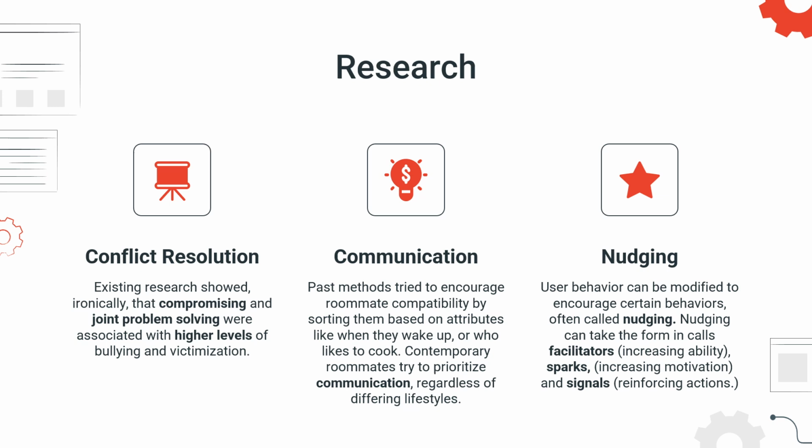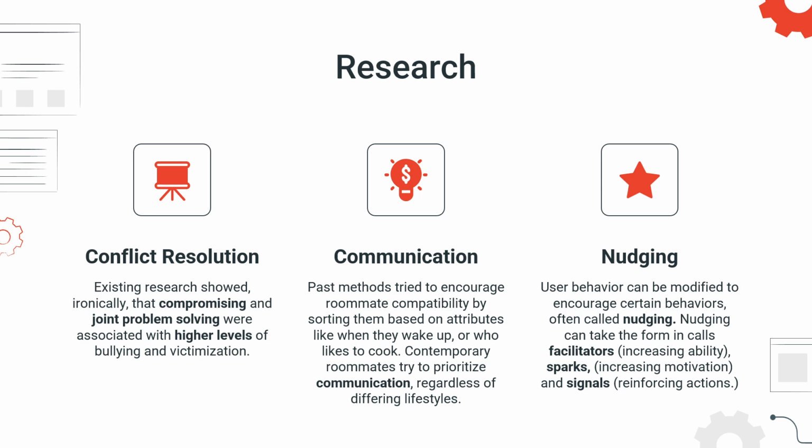Another study was about communication, and we found that past methods tried to encourage roommate compatibility by sorting them initially based on attributes like when they wake up or who likes to cook. This is really common when you're first moving in with roommates in college. We found that contemporary roommates try to prioritize communication regardless of differing lifestyles. So there can be some discrepancies in lifestyles and personality attributes. All of that is fine as long as we are prioritizing communication and hashing these problems out through talking.